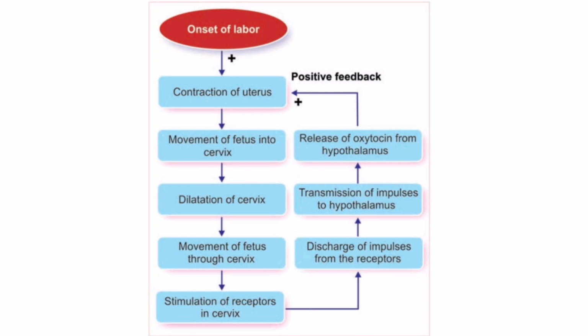Another example here is during onset of labor. There is contraction of the uterus, movement of the fetus into the cervix, and dilatation of the cervix. There is stimulation of receptors in the cervix. This leads to discharge of impulses from these receptors and transmission of impulses to the hypothalamus, leading to release of oxytocin, which again by positive feedback leads to contraction of the uterus. So this is an example of positive feedback. That means a small amount of contraction of the uterus leads to further contraction of the uterus, as a result of which labor is achieved.